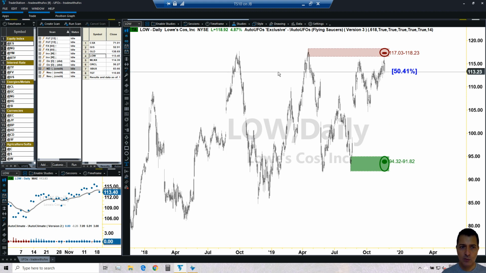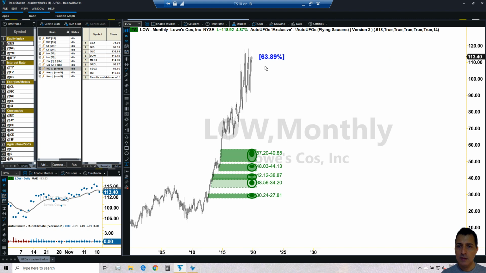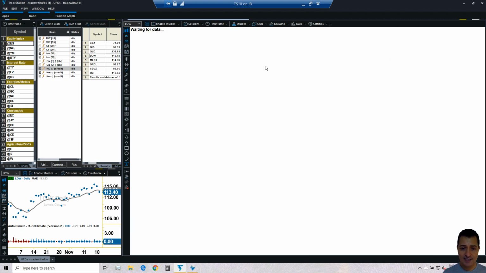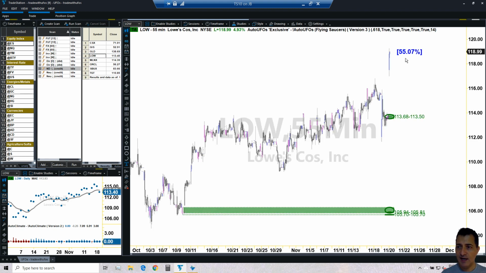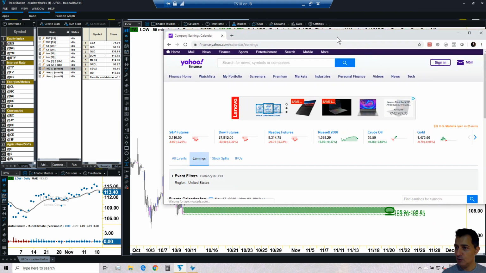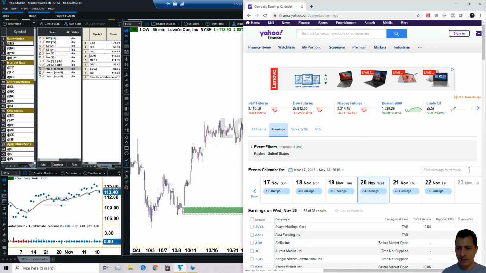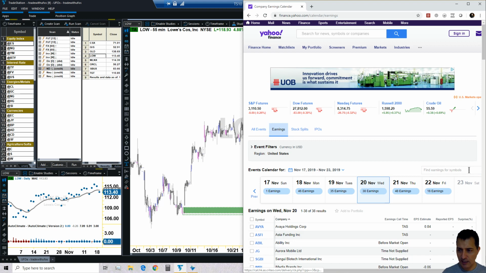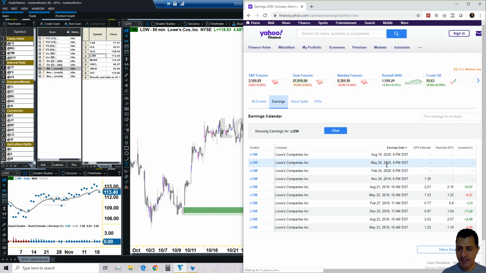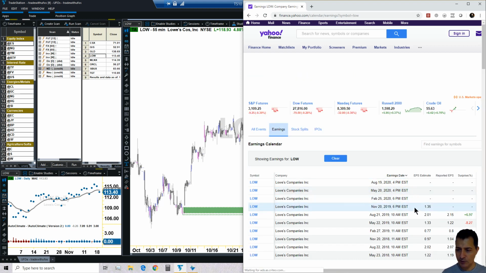Okay, so when looking at Low, it's basically making all-time high. And in the 55, notice how that stock is gapping up 4.93%. So I'm just wondering, I'm gonna bring the Yahoo Finance website here. I'm just wondering if maybe this is because Low is reporting earnings today. I would not be surprised. And that is the reason why we're having this result. And yes, that's the case.